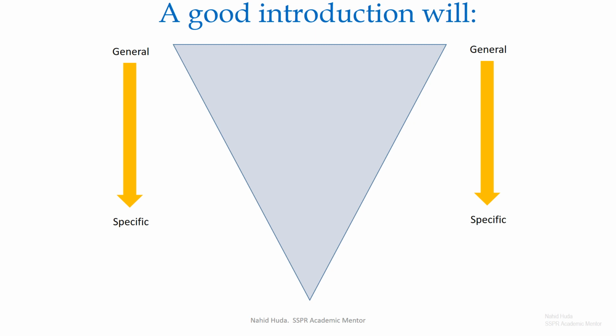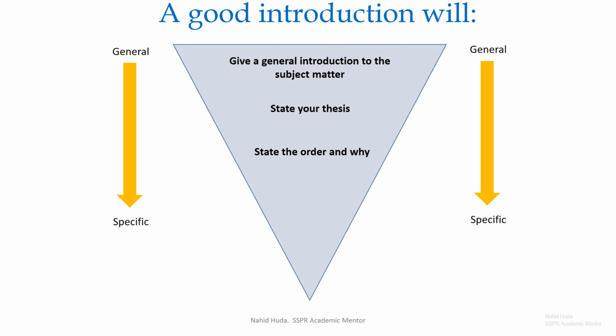Let's discuss what a good introduction will look like. It's generally made up of 4 components. 1. Give a general introduction to the subject matter. State your thesis, i.e. your position or your angle. State the order and why, and then the significance of the assignment. So you're operating from a general, broad strand, and then you are honing in and developing a very specific outlook that you present to the reader for the reader to follow.